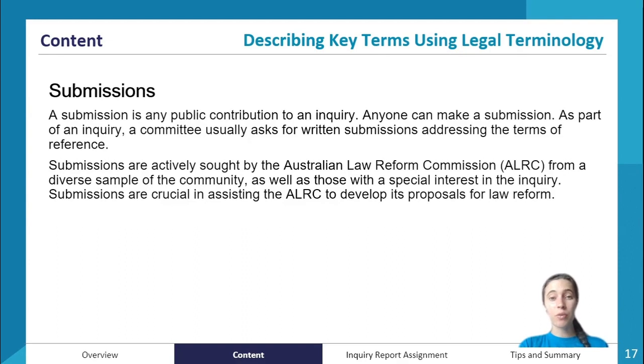So again, that idea of terms of reference, it obviously needs to be relevant. So those terms of reference are really important to show what they're actually looking for and make sure that they get the evidence that is actually going to support their decision making. Now, submissions are actively sought by the Australian Law Reform Commission from a really diverse sample of the community, as well as those with that certain special interest in the inquiry. And so submissions are really important because otherwise the Law Reform Commission is not going to know everyone's experiences. You need that diversity. Otherwise, it's not going to result in the fairest possible outcome for everyone.